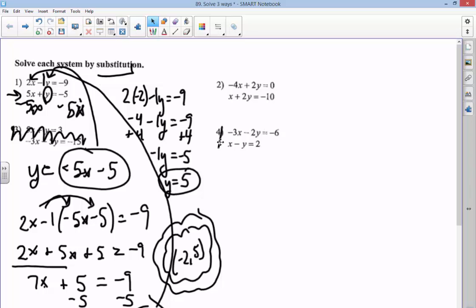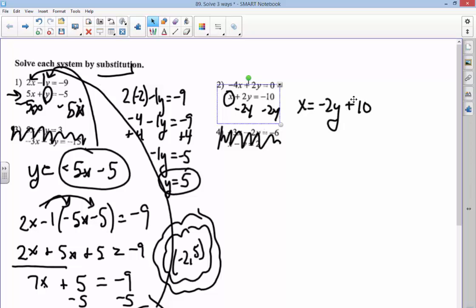Okay, don't cross off 4. I'm just going to rewrite it down lower. In number 2, the letter that is screaming to be isolated is right here, this x. And we're going to isolate that through subtracting 2y from both sides. So this bottom equation becomes x equals negative 2y minus 10. And instead of minus, I'm going to do that slash and dash thing, so plus a negative 10.